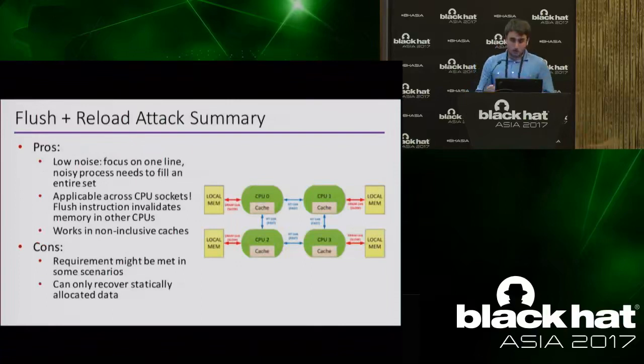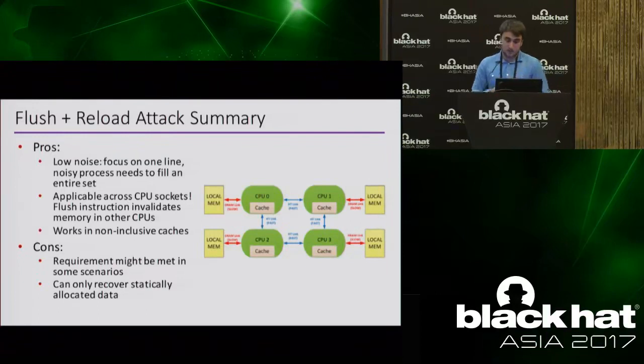So this is quite a restrictive attack. But what do we gain? Of course, it has many advantages. The first one is that it's low noise. It's very resistant to noise, because we're only flushing and reloading 1 memory block. That means that if some noisy process in the system wants to create noise, it will have to fill an entire set to create a noisy access. And that's quite a lot.